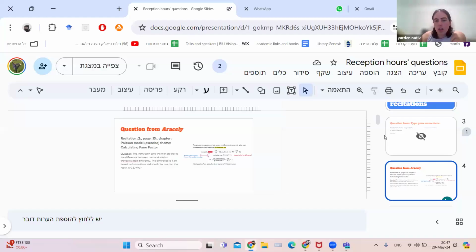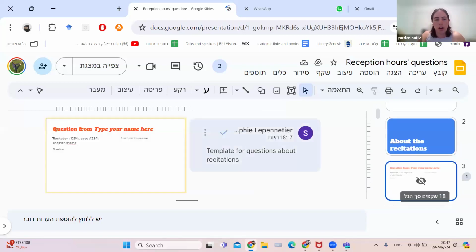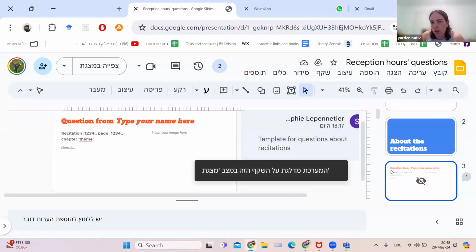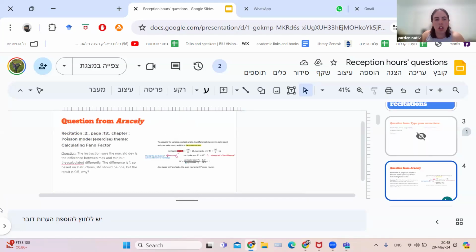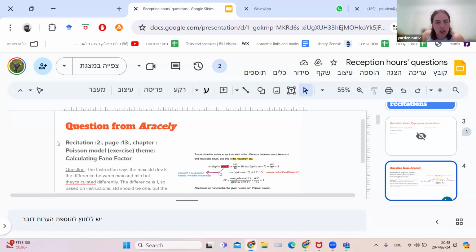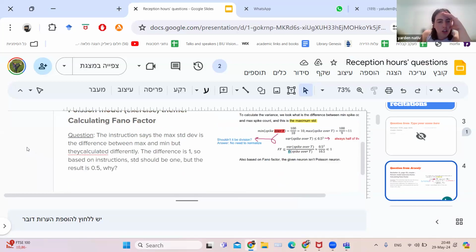So, okay, we are recording and we have the share screen. Great. So about the recitation, Araceli, I see that this is yours. And this is about how to calculate the Fano factor. And the instruction says the max STD def is the difference between max and min, but they are calculated differently.